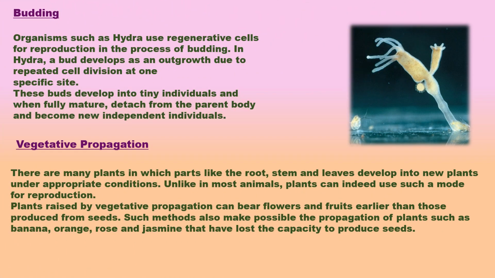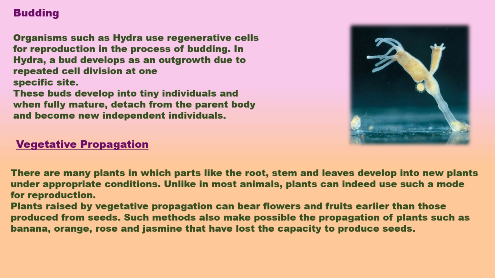Budding. In budding, a small part of the body of the parent organism grows out as a bud, which then detaches and becomes a new organism. The asexual reproduction by budding is observed in Hydra and yeast.